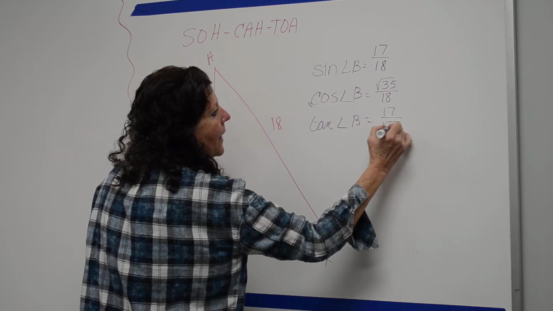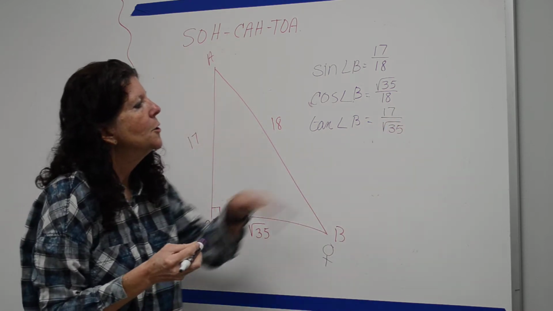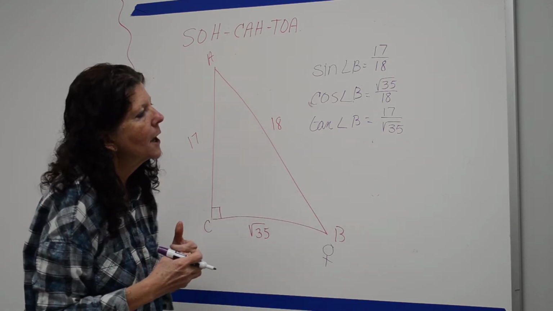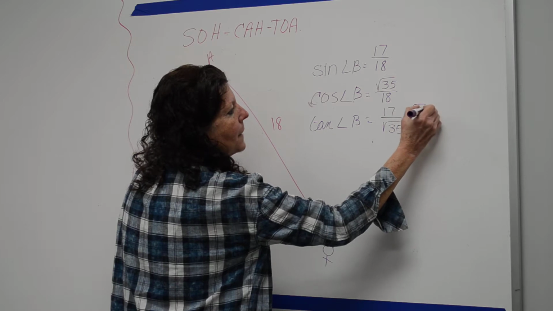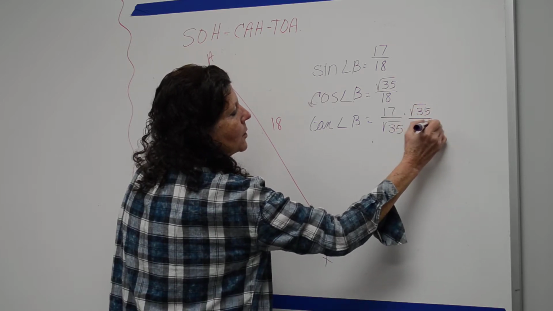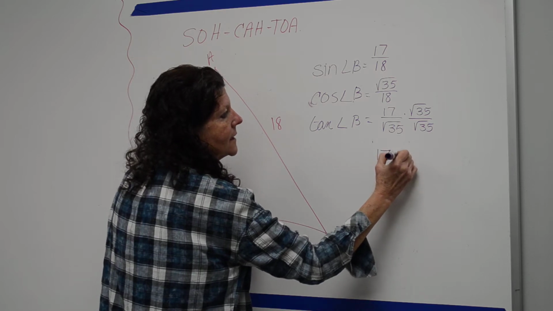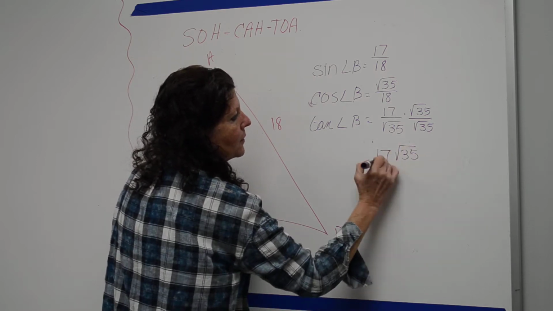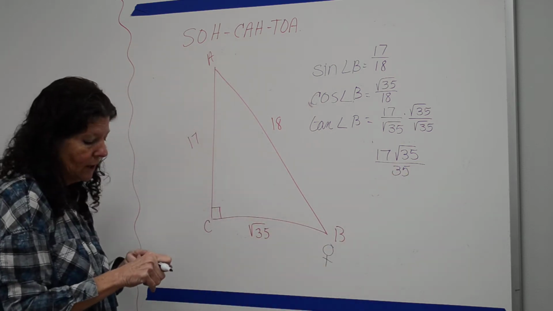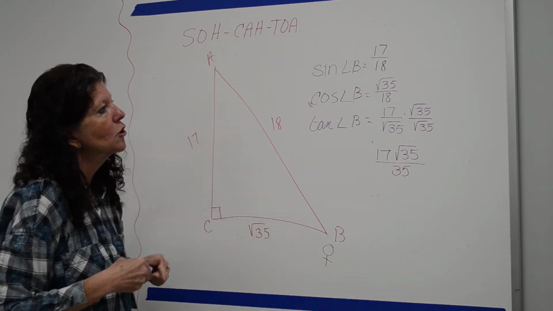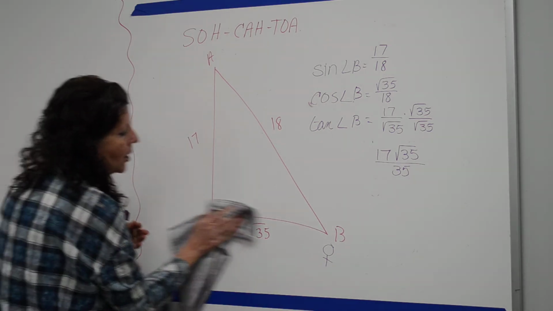Well, that one presents a little bit of a problem. I hope you picked up on that. You cannot have the square root on the bottom of a fraction. So you're going to have to multiply the top and the bottom by the square root of 35. So the tangent of angle B is 17 square root of 35 over 35. Make sure you don't leave square roots on the bottom, and make sure you break down square roots when you can. All right, continuing on with our trig.